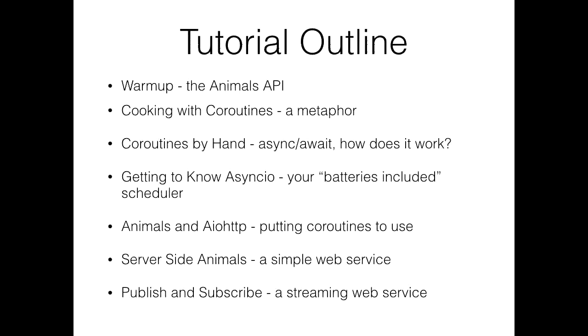And then we'll actually do some running of coroutines by hand. That's not something you normally do with Python. You usually have a scheduler to run them for you, but in order to understand the syntax and what Python actually does, I think it's helpful to really just run a couple by hand. And then we'll go through the scheduler that comes with Python, which is called asyncio. And then we'll use the aiohttp library, write a client, write a concurrent web server, and then if there's time, do some cool stuff with streaming web connections and publish and subscribe.